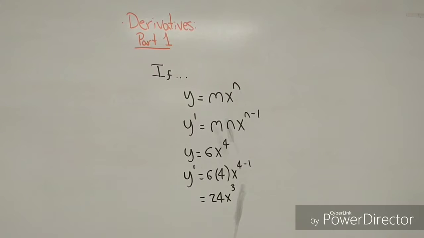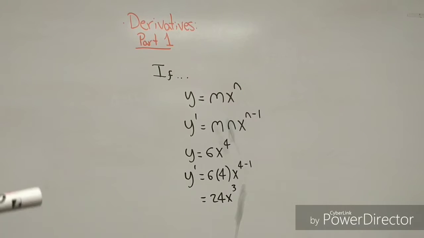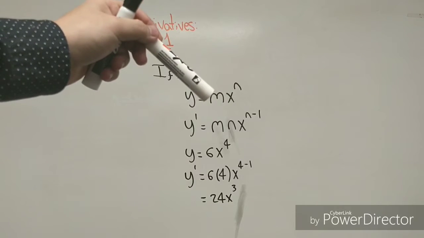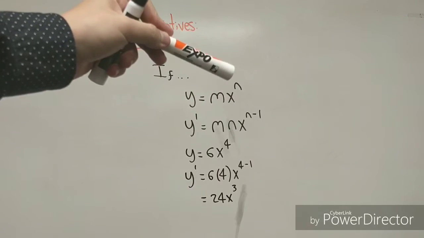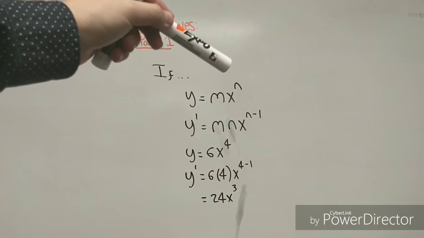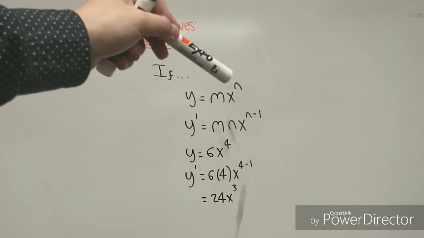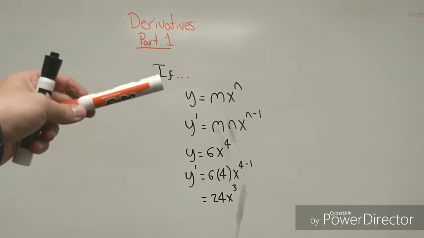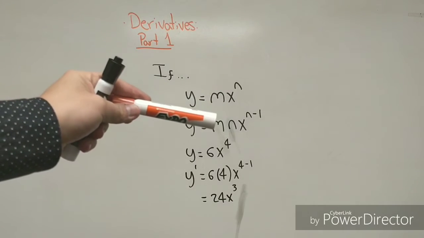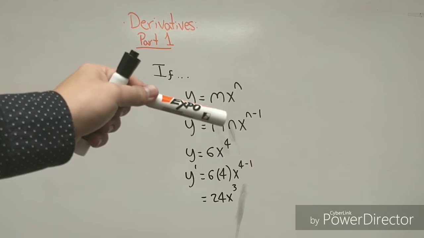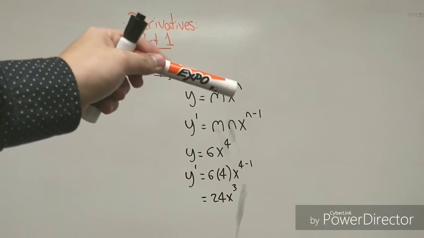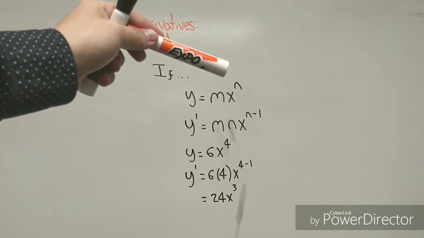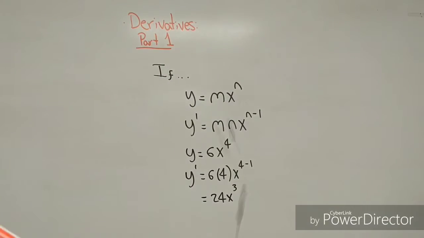So now we're gonna make it a little bit more extensive. If we have any function with a number and that x is with a power, then the derivative would be the number times the power times x, and then the power would be the same number it was before minus 1.